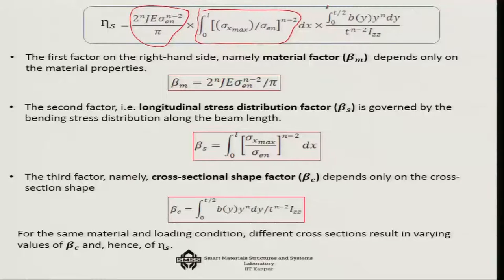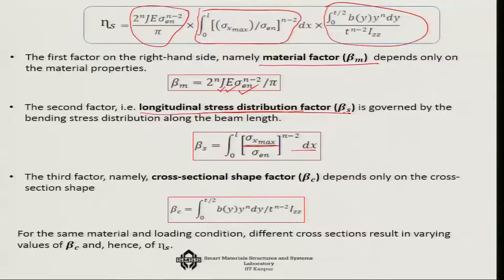And then we have a third part here, which is actually the geometry related part. So, we have the first factor, we will call it the material factor beta m, even though there are some constants in it, but most importantly 3 material factors are there: J, E and sigma e n to the power n minus 2. The second factor is the stress distribution factor, because that is talking about how sigma x max is distributed all over the length of the system. So, that is the longitudinal stress distribution factor.